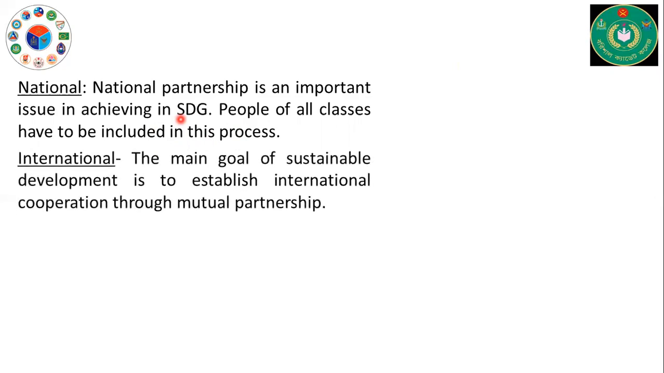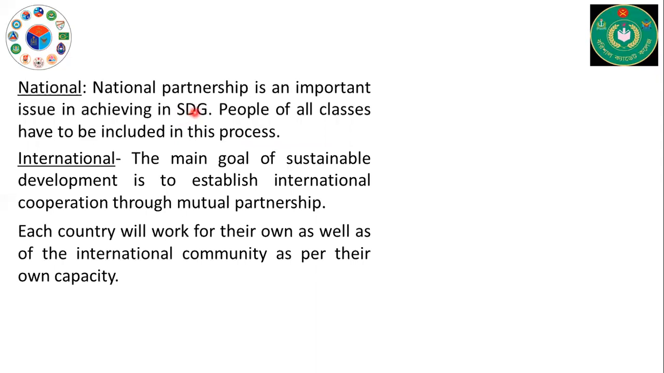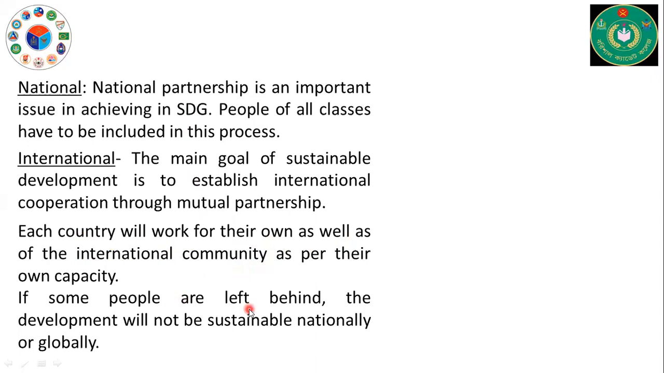And the last one is the international stage. The main goal of sustainable development is to establish international cooperation through mutual relationship or mutual partnership. That's why the United Nations introduced this sustainable development process. Each country will work for their own as well as the international community as per their own capacity. Each of the countries of the world works for their own interest, and that is converted for the development of the international community. If some people are left behind, the development will not be sustainable nationally or globally.